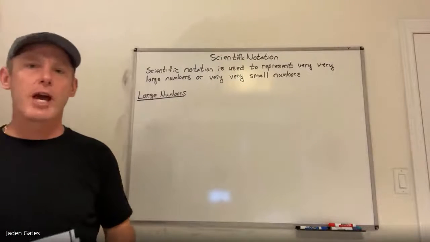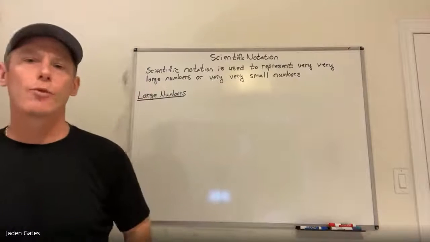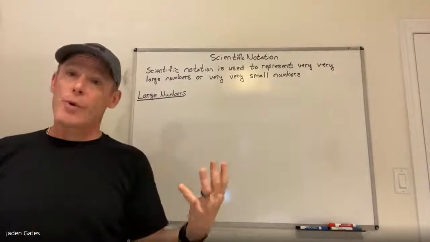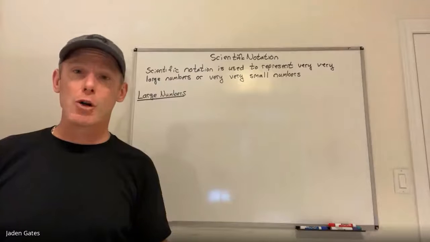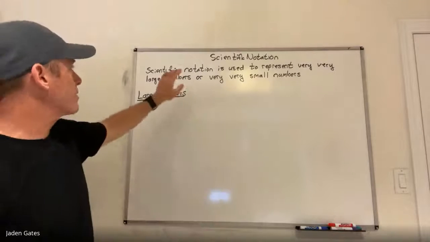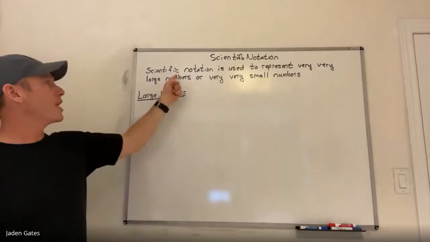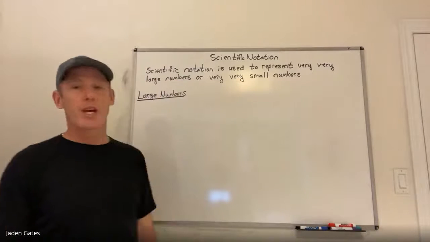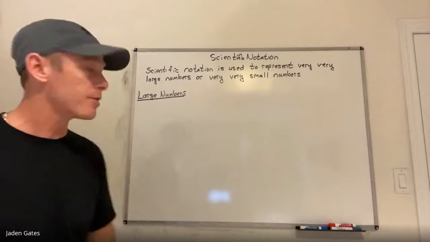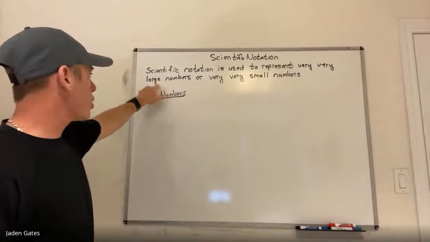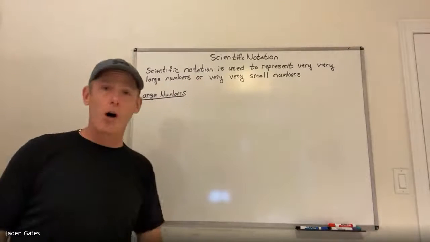All right. So again, we're doing scientific notation. Because in physics, we're going to deal with very, very small numbers and very, very big numbers. And in fact, that's what scientific notation is all about. Scientific notation is used to represent very large numbers or very, very small numbers.